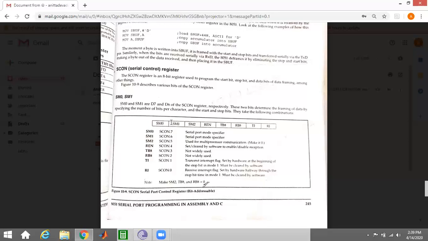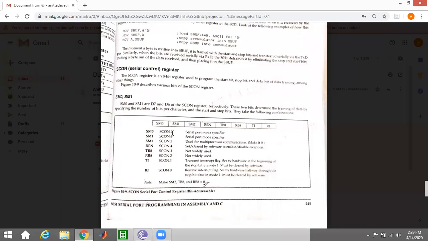Then SM2 is used for multi-processor communication, and that is always kept as 0. Sometimes we have to use an LED also, and a switch also. Many things at a time when we are using, that time it has to be kept as 0.